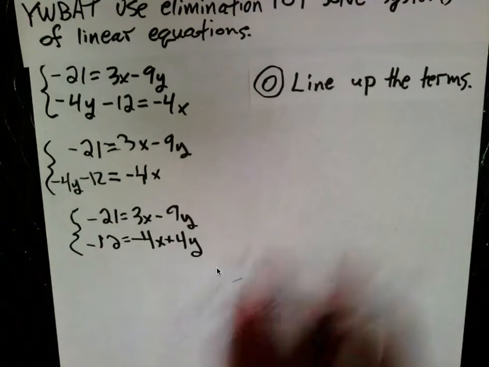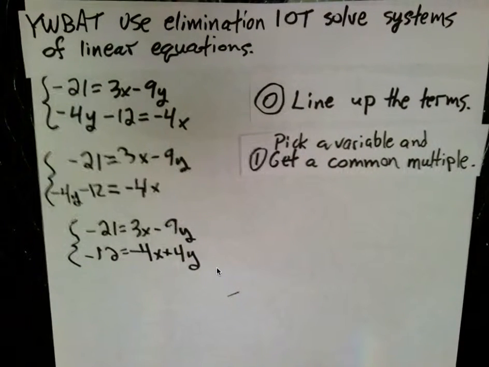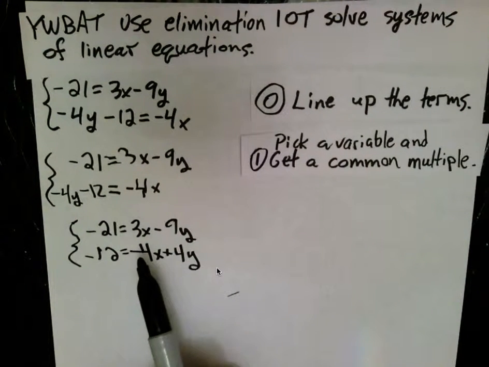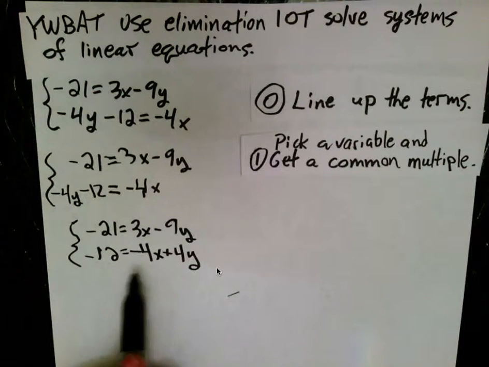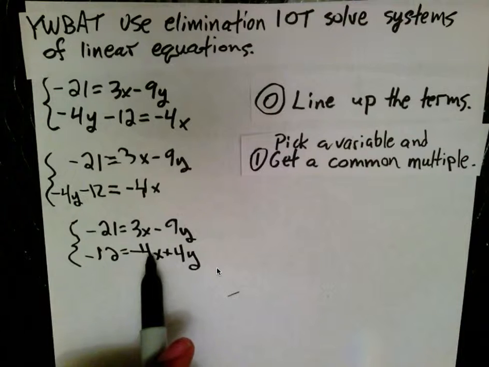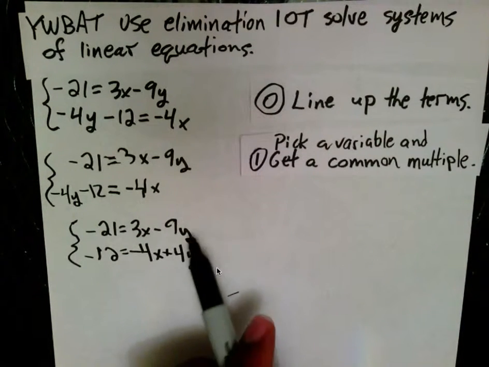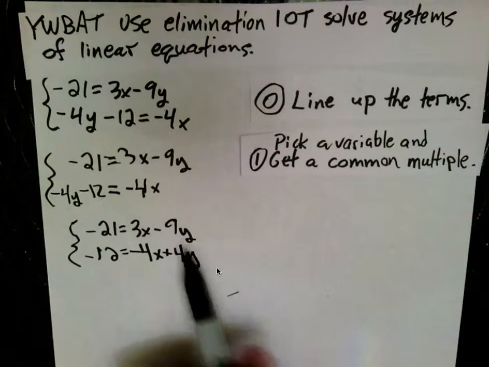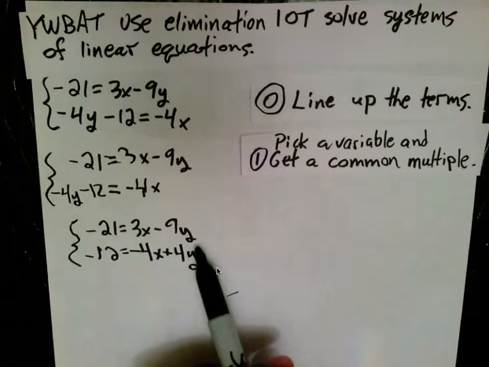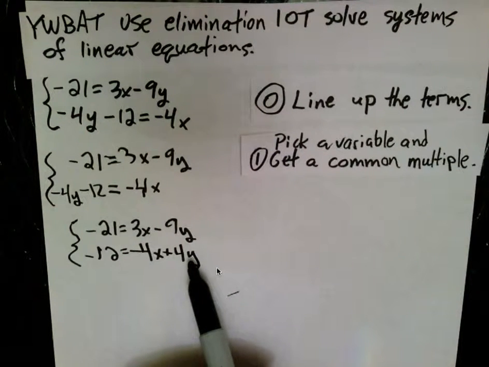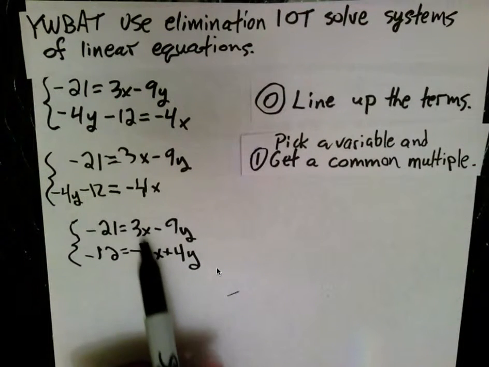Now the next step, pick a variable and get a common multiple. So let's pick a variable. We can either pick y or x. Which one do we want to eliminate? Well, I know the common multiple between 3 and 4 is 12. 12 is a smaller number than the common multiple between 9 and 4, which is, what, 36? Let's choose to eliminate x. If you want to, you can choose to eliminate y and use 36 as a common multiple. But in this video, I'm going to choose the x, and I'm going to use 12 as my common multiple.